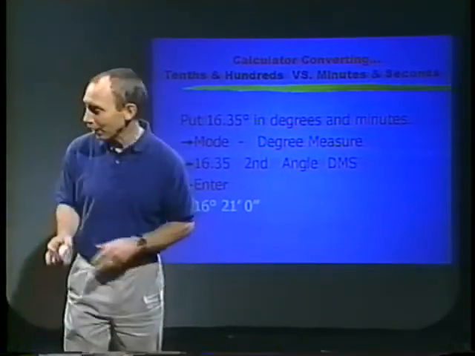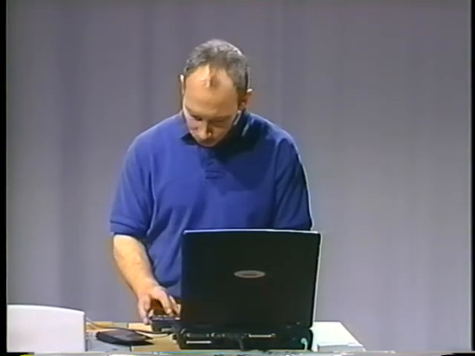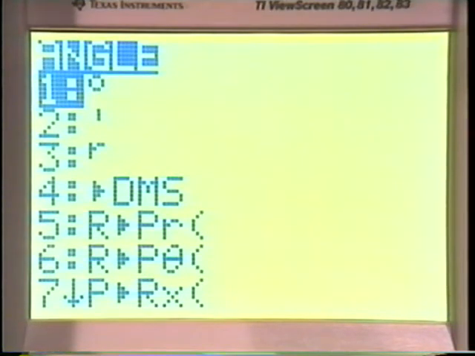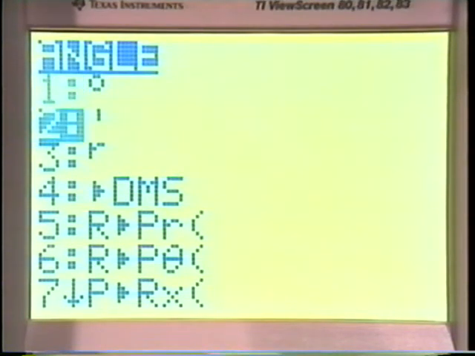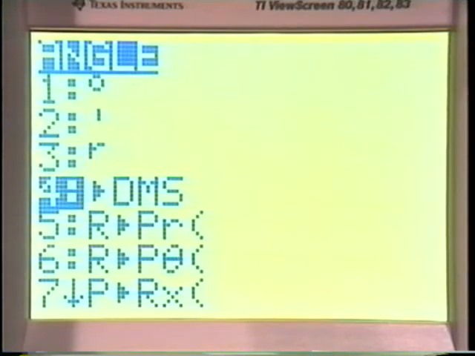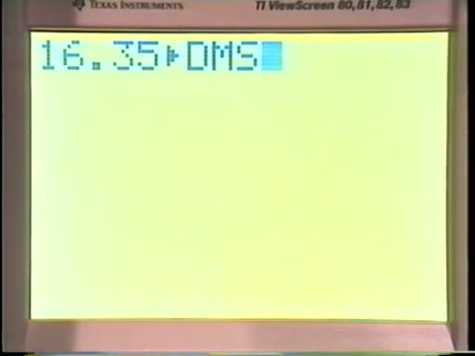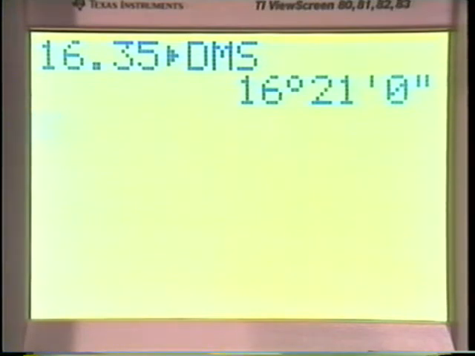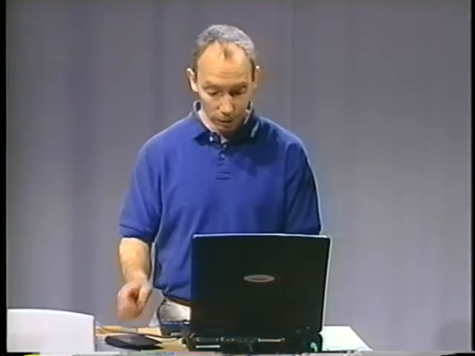Let's do it with the calculator, okay? Let's see. We're already as a decimal. So 16.35. Okay, now I got to get this DMS. Second, angle. Now, where is DMS? It's number 4, and as I told you before, you could actually just hit 4, but I want you to see what's happening. I'm going to cursor down to 4 and hit enter. Okay, actually, I have to hit enter again. Okay, and cool as a mule, I get 16 degrees, 21 minutes, 0 seconds. That would have worked for anything you put in, any decimal you put in. Okay, so that's a nice easy way to do it. Use your DMS button. Okay.